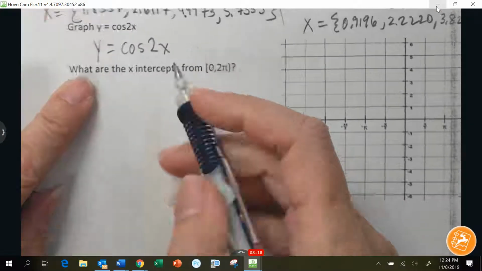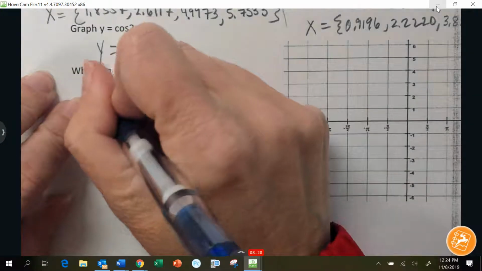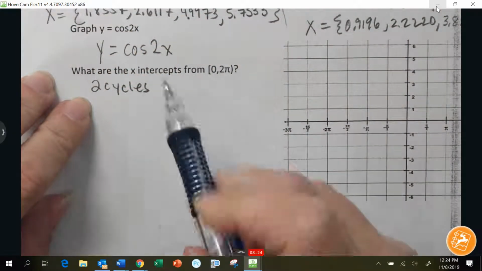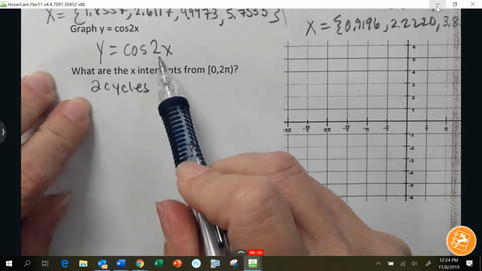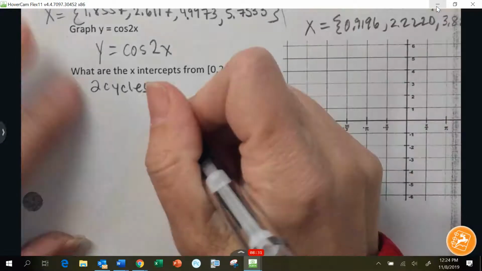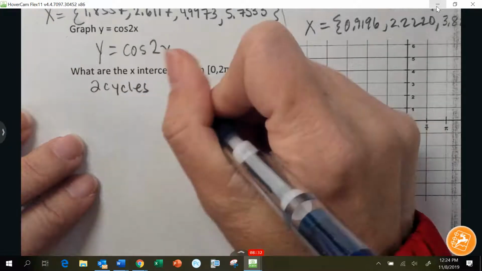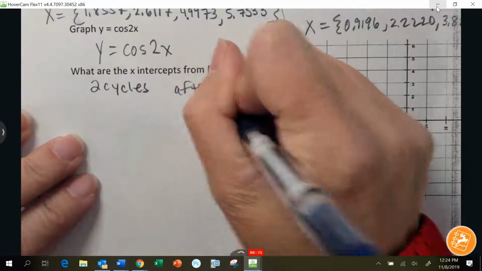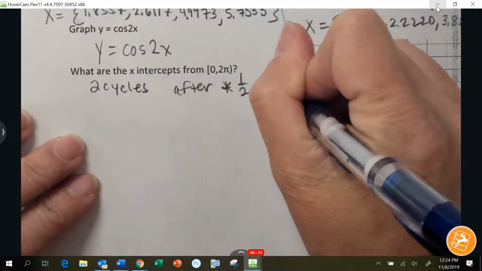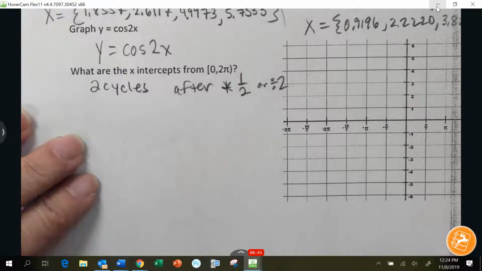So what we did was we decided that there's 2 cycles. How did I decide there was 2 cycles? There's a number 2 in front of the x. That's saying we have 2 cycles. And then after we find all these points, we're going to multiply by 1/2, which is the same thing as divide by 2, however you want to do it, same thing.